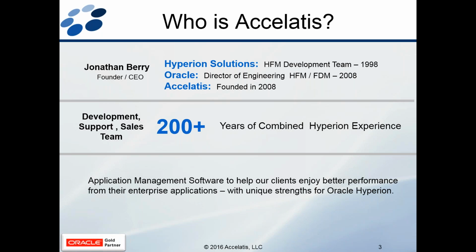If you were to add up all the experience for the folks that work here at Excellitus, we've got over 200 years of combined Hyperion experience, and most of the people, probably 90-plus percent, have come from Oracle or Hyperion, so we know this product very well. Application management software helps clients enjoy better performance from their enterprise applications, and with the strengths we have from the foundation of Hyperion and Oracle and products like HFM, we certainly can help folks do that.